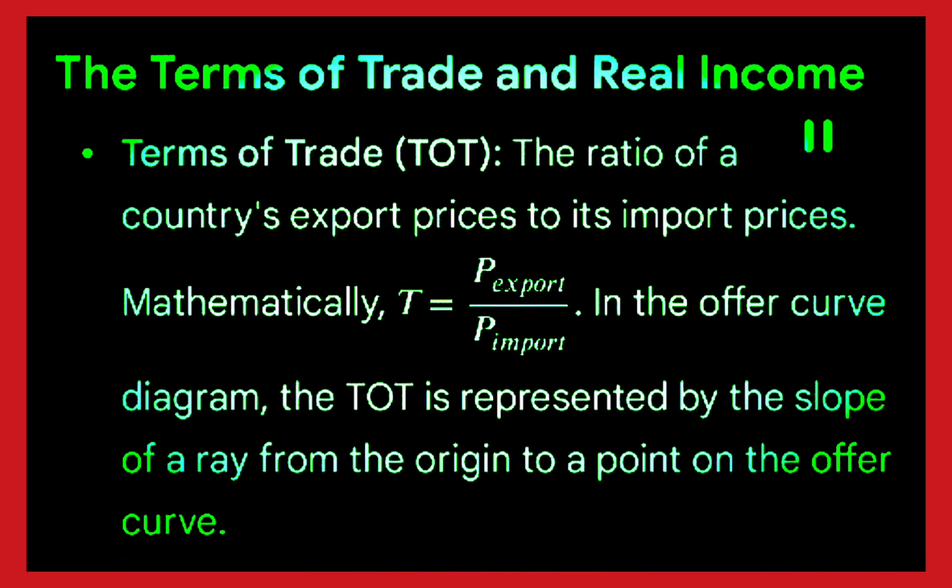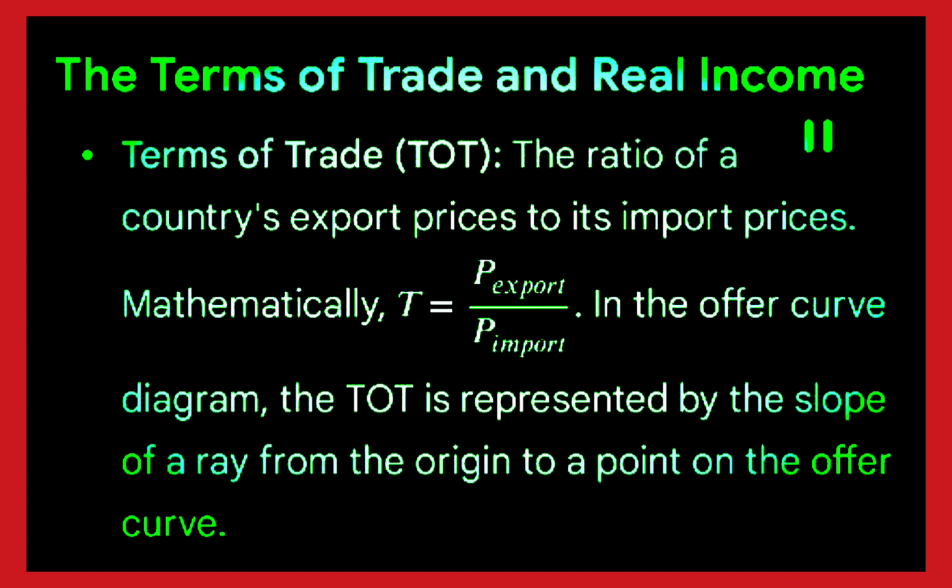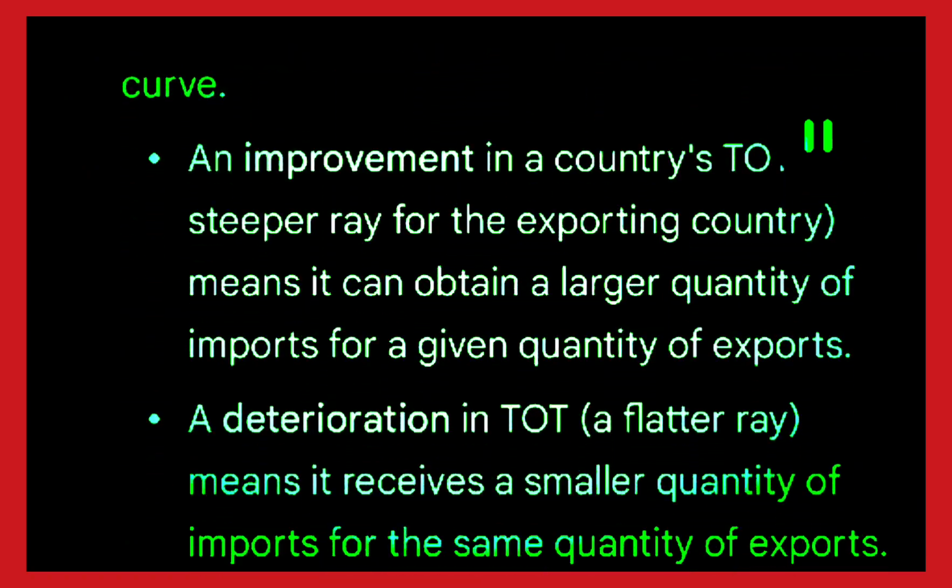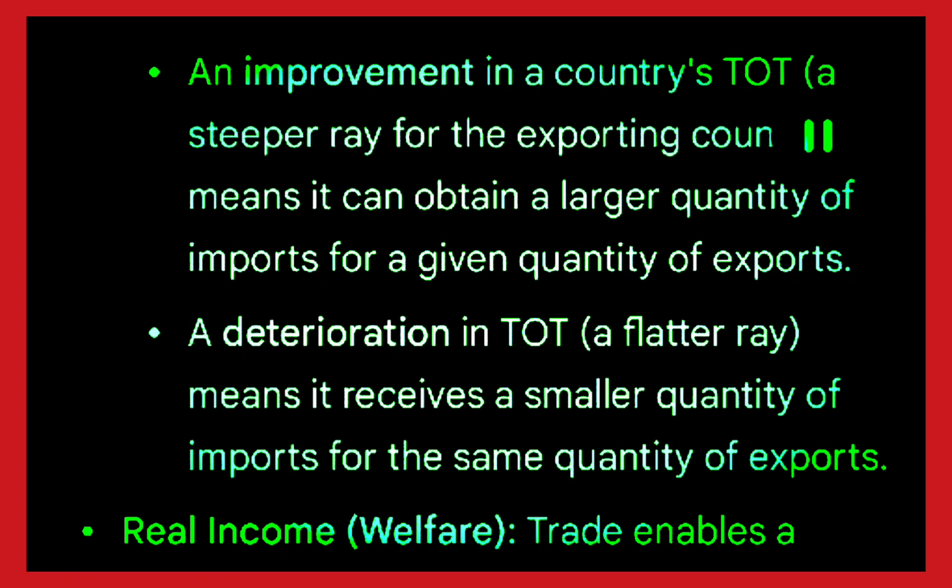The terms of trade and real income. Terms of trade, TOT, is the ratio of a country's export prices to its import prices. Mathematically, T equals frac P underscore export P underscore import. In the offer curve diagram, the TOT is represented by the slope of a ray from the origin to a point on the offer curve. An improvement in a country's TOT, a steeper ray for the exporting country, means it can obtain a larger quantity of imports for a given quantity of exports. A deterioration in TOT, a flatter ray, means it receives a smaller quantity of imports for the same quantity of exports.